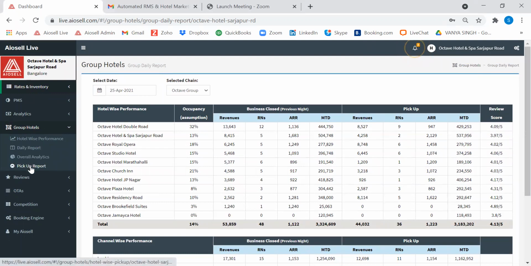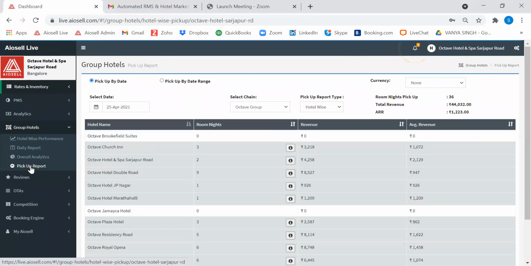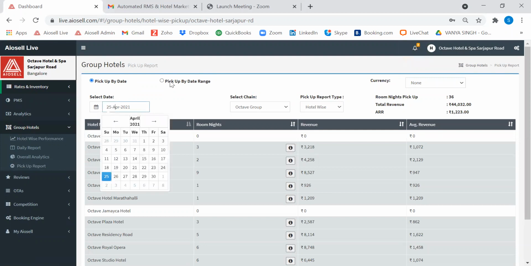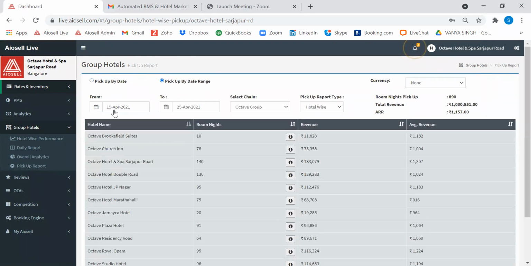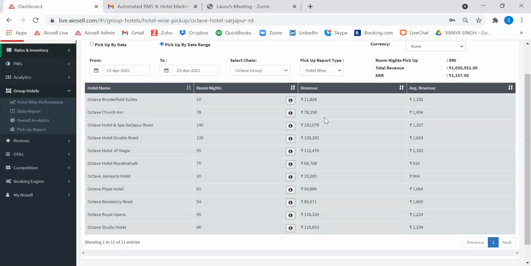There's also a pickup report, which is basically the group pickup report. One can see it for a particular date as well as a particular date range. So what this basically tells us is between 15th April and 25th April for the entire group, this is the total room nights pickup, this is the revenue, and this is the average room rate. And if I want to see the breakdown of this room nights, I can see that between all the various properties, and this is my revenue and this is the average room rate.